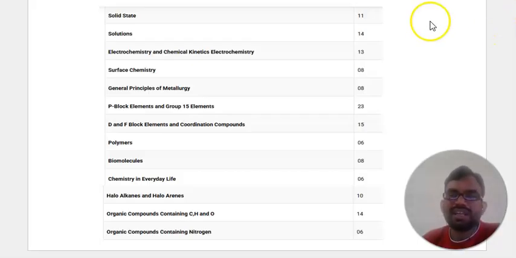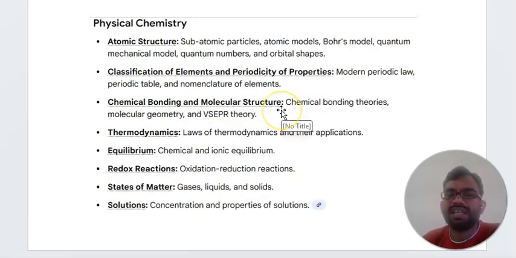Now, chemistry is basically divided into three subjects: physical chemistry, inorganic chemistry and organic chemistry. In physical chemistry we need to learn about atomic structure, subatomic particles, atomic models, Bohr's model, quantum mechanical models, quantum numbers and orbital shapes. These topics come under physical chemistry.